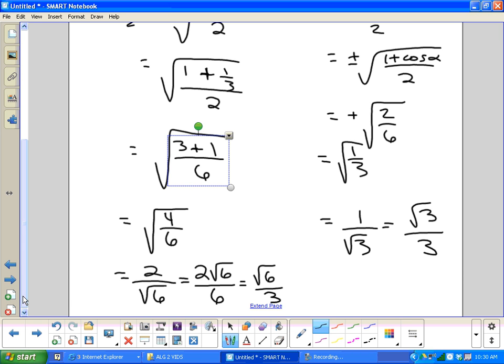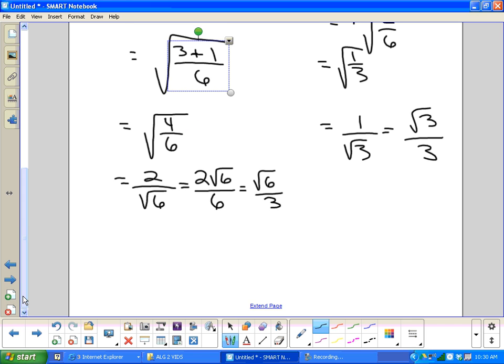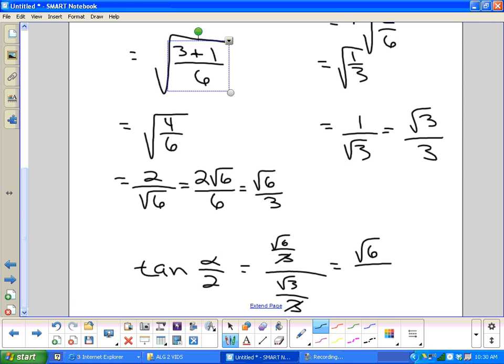All right, now let's do the tangent. So tangent is sine over cosine, alpha over 2. All right, the sine was square root of 6 over 3. The cosine was square root of 3 over 3. Okay, these will reduce or cancel. So now, what about this? Normally the square roots cancel, but they don't this time.